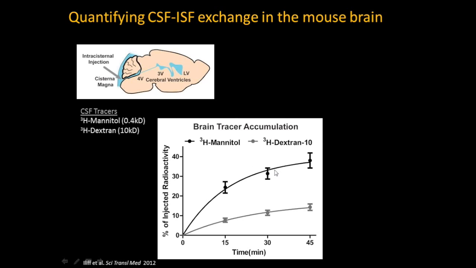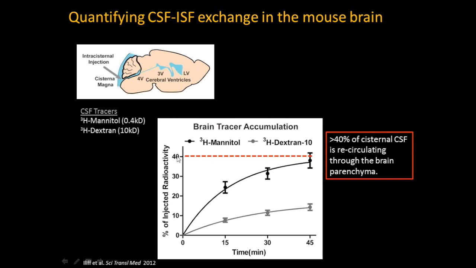But the small tracer, if you look at it, up to 40% of the mannitol that's injected into the cisterna magna enters the brain. Now, these are counts only of the brainstem forward, and they don't include the spinal cord. So this is an estimate that basically only includes the brain portion of the CNS. So it's probably underestimating the amount of CSF that's re-entering CNS parenchyma.